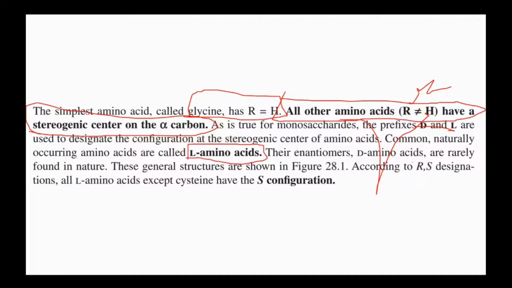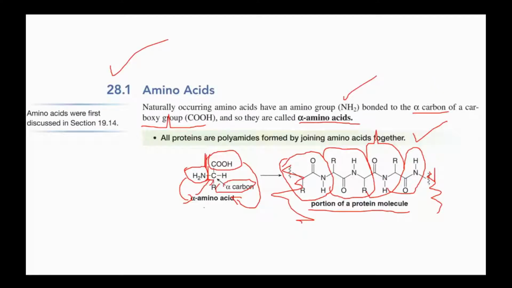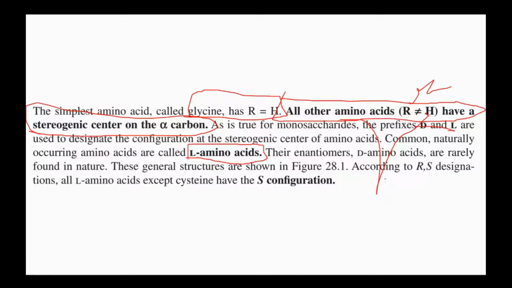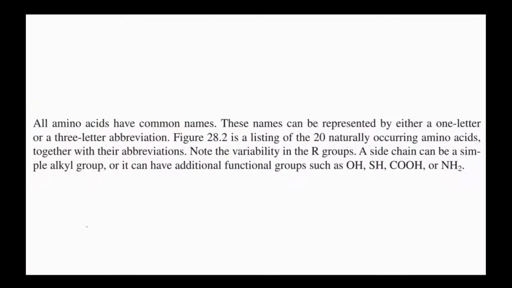The enantiomers, D amino acids, are rarely found in nature. These general structures are shown in figure 28.1. According to the RS designation, all L amino acids except cysteine have S configuration. So this is important: the cysteine amino acid has S configuration. All the other amino acids have R configuration. As you know, there can be R or S configuration, so only cysteine is S. The rest of the amino acids are R configuration.